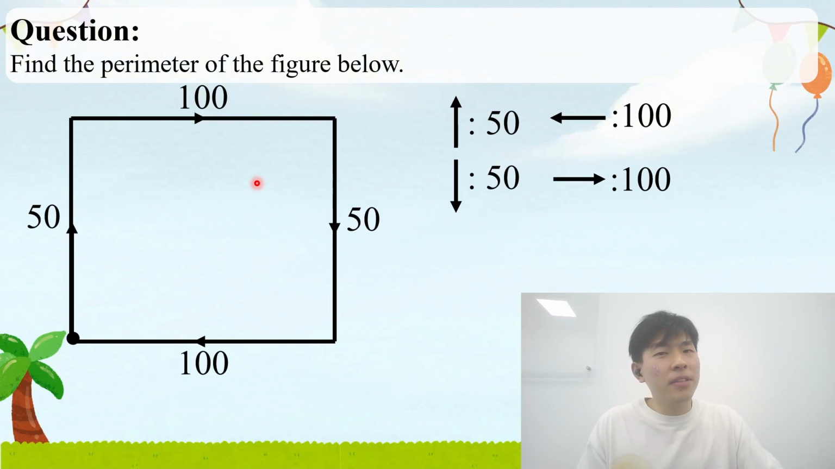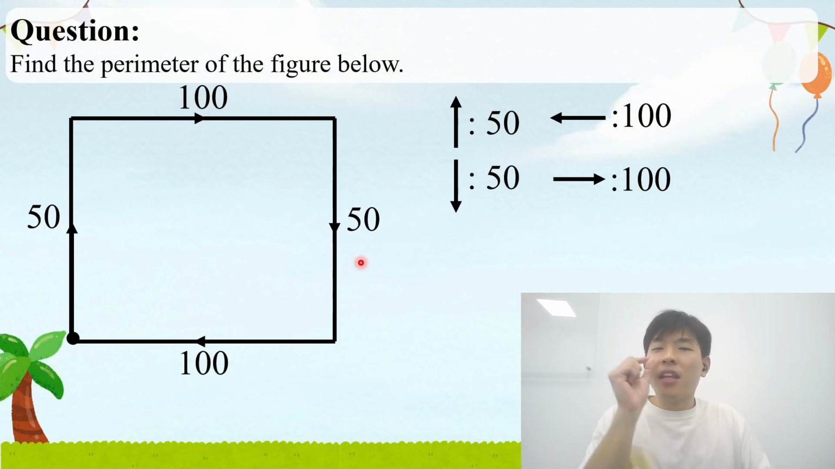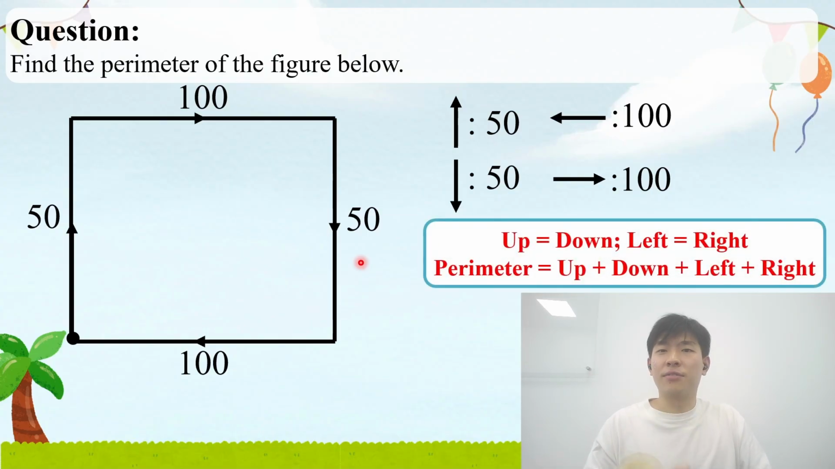And how to find the parameter? All we need to do is just add all of this together. So 200 plus 100, which is 300. So the parameter is just up plus down plus left plus right. So we can find the parameter using this method as well.